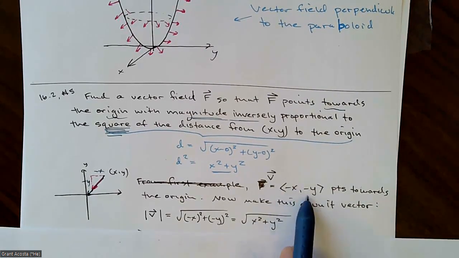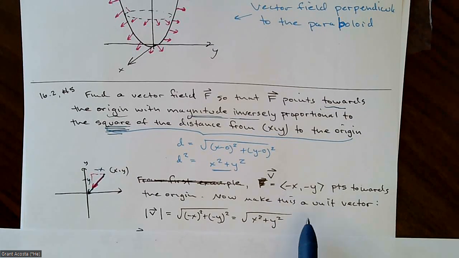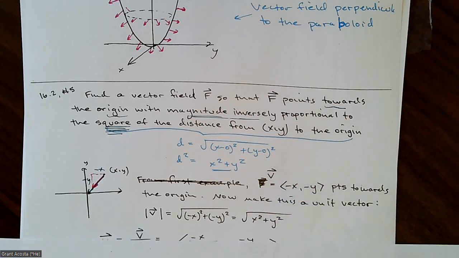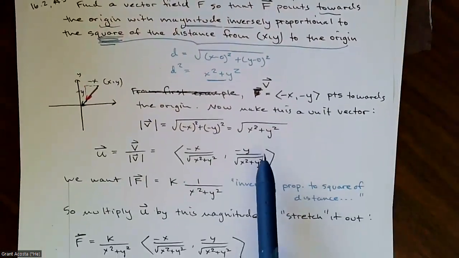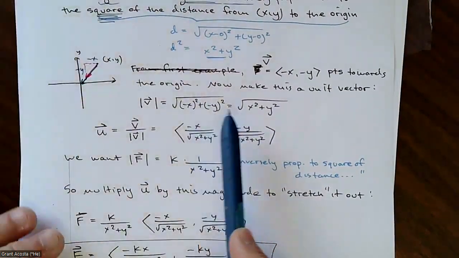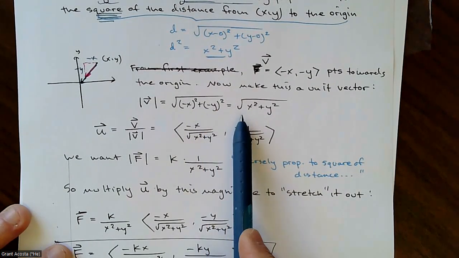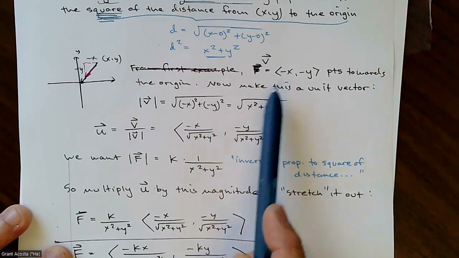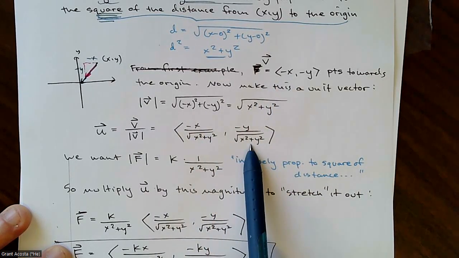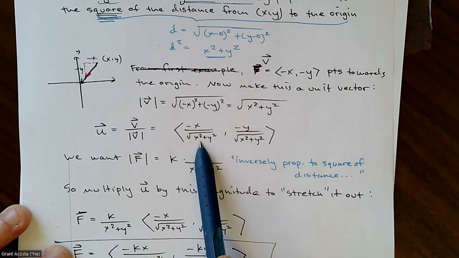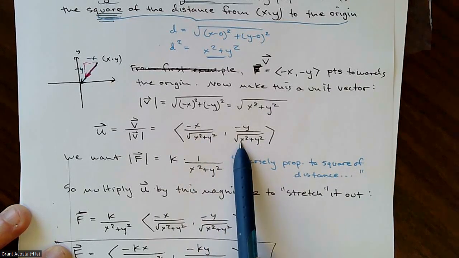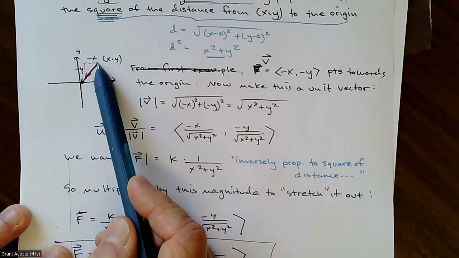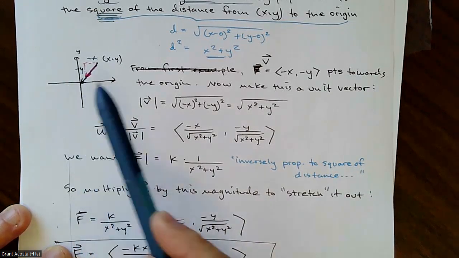So the first thing we're going to do to get our direction, we want to make this a unit vector so that we can be assured our vector just has a magnitude of 1. And recall, to make something a unit vector, we can just find the magnitude, the square root of negative x squared plus negative y squared, which is the square root of x squared plus y squared, and then just divide each part of our vector by the magnitude. So now I have a unitized vector field that is giving me vectors of length 1 that are pointing inward.